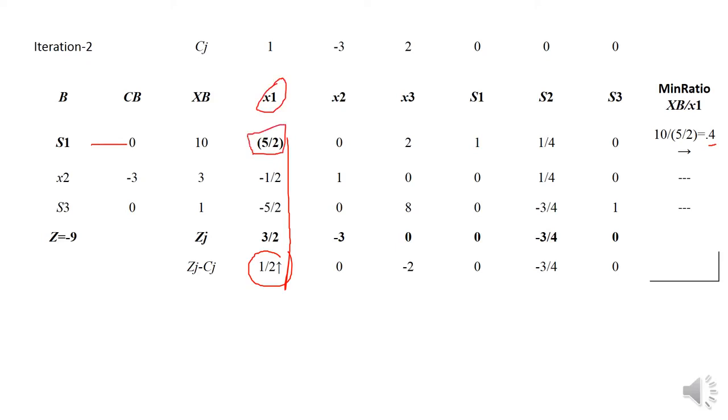We divide S1 by 5 by 2 and make it 1, and with the help of the new row, the new values, we will make these 3 elements 0, and Zj will change accordingly, because in Zj minus Cj we will add Cj and we will get Zj. So for each row, the corresponding elements have been calculated.